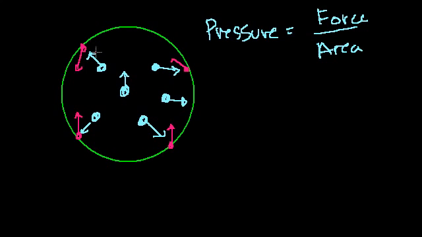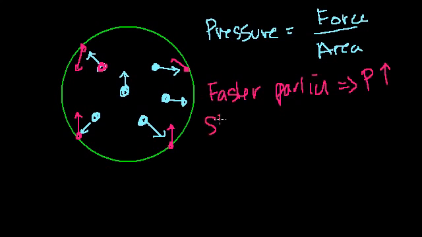So first of all, the faster these particles move, the higher the pressure, right? Faster particles would imply pressure would go up, right? Slower particles, you're going to be bouncing into the container less, and when you do bounce into the container, it's going to be less of a ricochet or less of a change in momentum. So slower particles, you're going to have pressure go down.